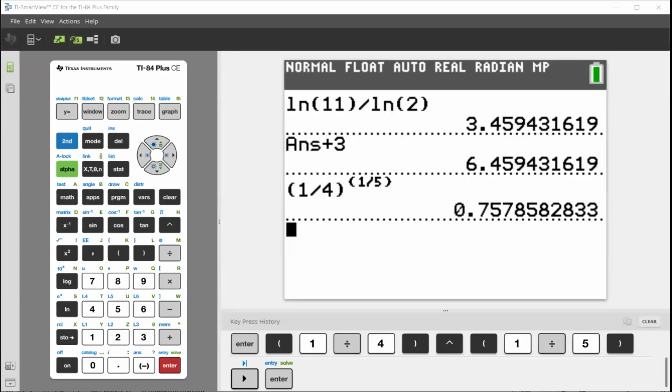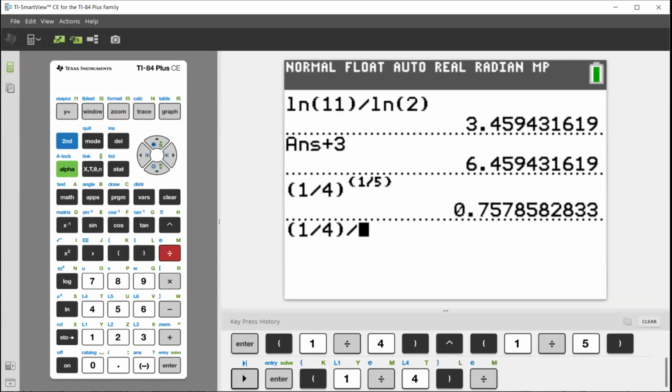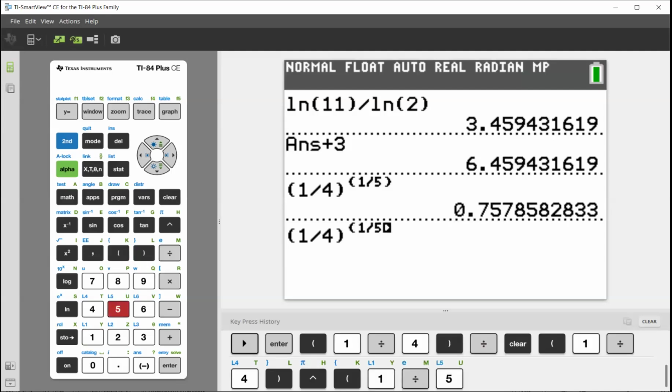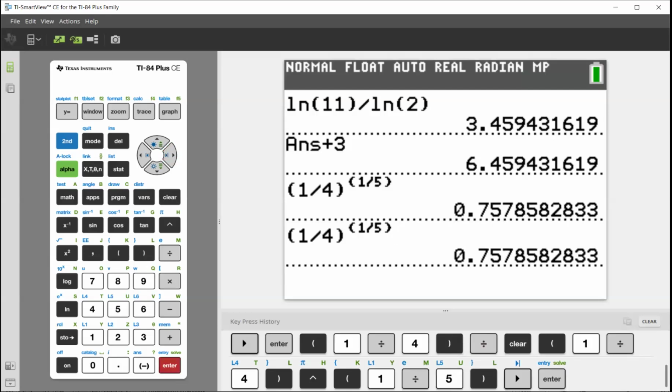Did I share this? Oh, no, we can't see your calculator. Sorry, I forgot to share that. I'll do it again. 1/4. Close the base and then raise to the power of 1 over 5. Starting the parentheses, 1 divided by 5 is approximately equal to 0.76, right?